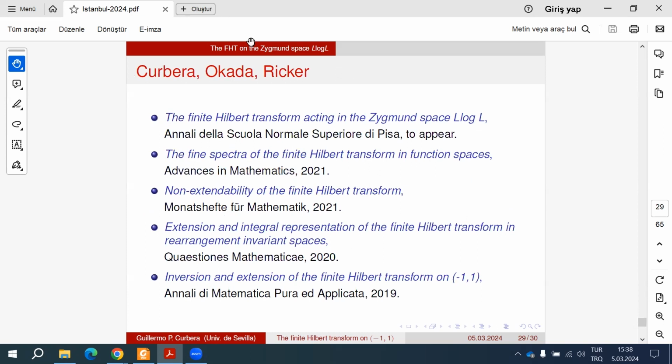Okay, all this study goes beyond the L^p theory. We studied it in this paper from 2019, inversion and extension of the Hilbert transform. We have had a series of papers. This is the paper on the spectra, where we almost got the full spectra, and the last part is on Zygmund spaces, with Curbera.